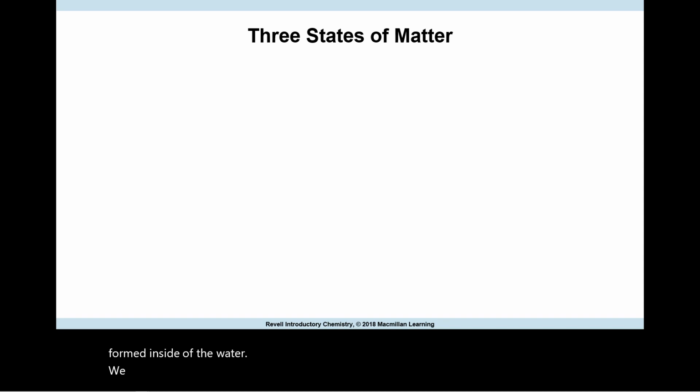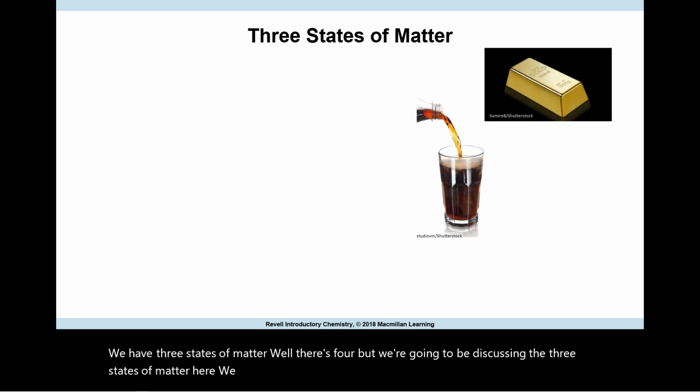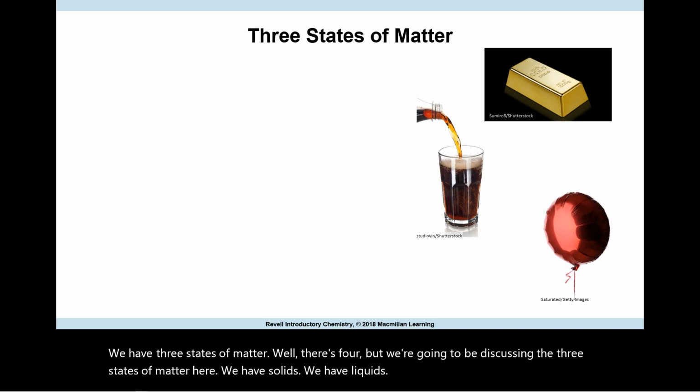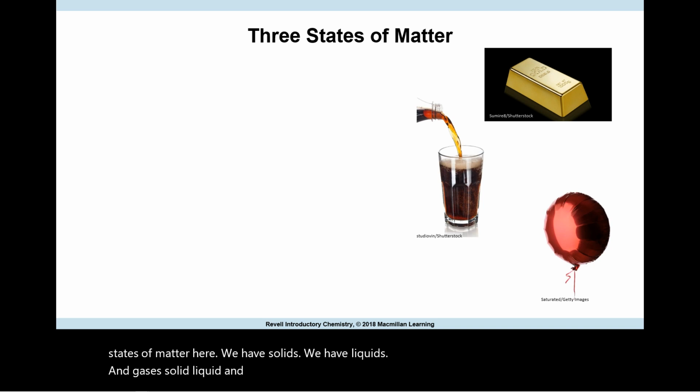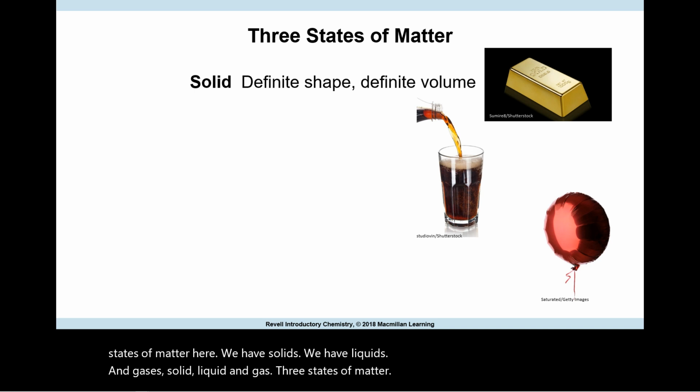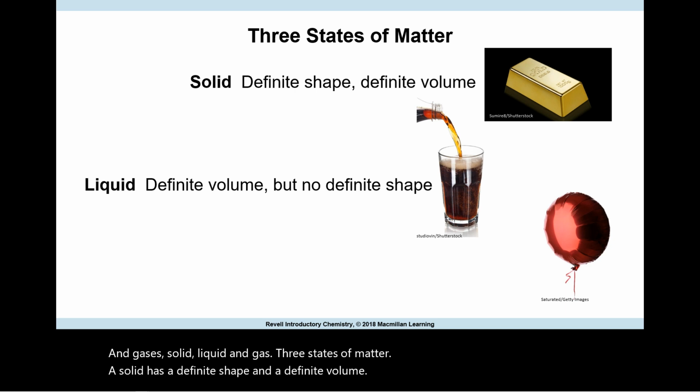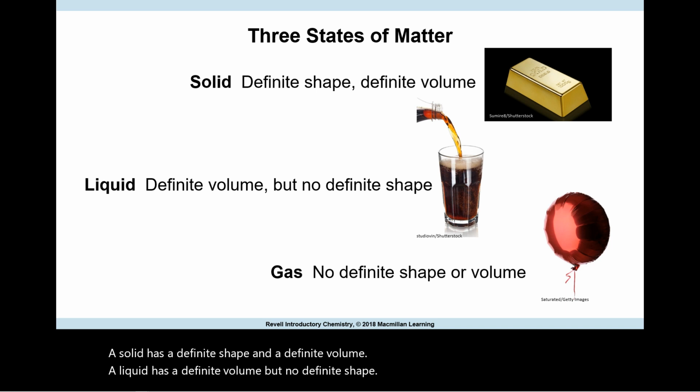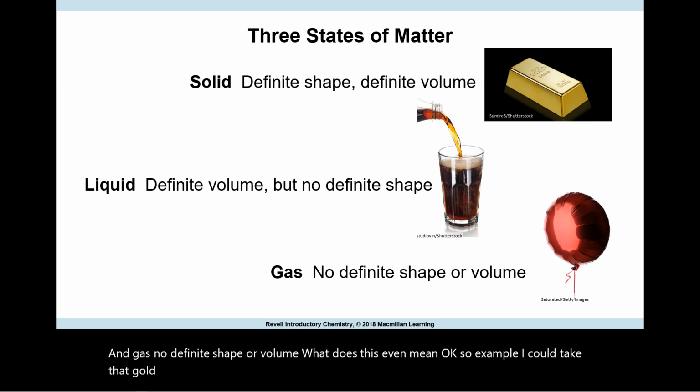We have three states of matter. Well, there's four, but we're going to be discussing the three states of matter here. We have solids, liquids, and gases. Solid, liquid, and gas. Three states of matter. A solid has a definite shape and a definite volume. A liquid has a definite volume, but no definite shape. And gas, no definite shape or volume. What does this even mean? Okay, so for example, I could take that gold bar, right? I could just pick it up and put it on a plate and it's going to have the same shape.